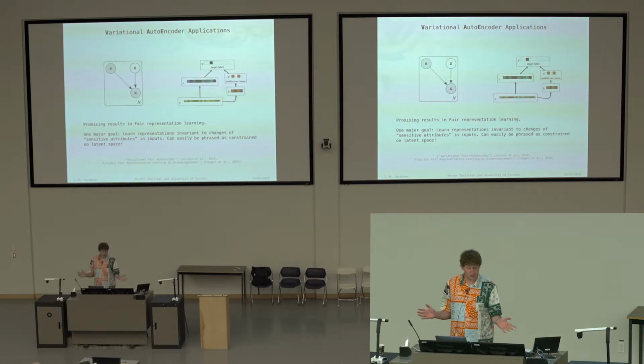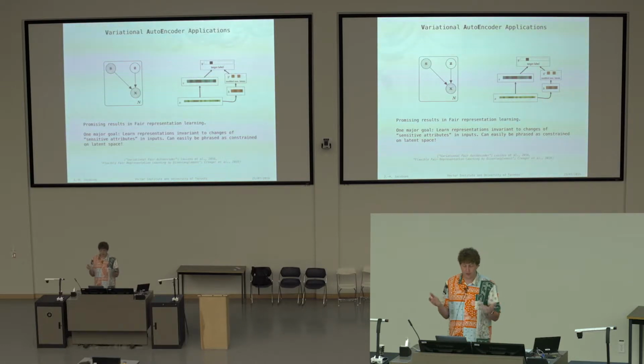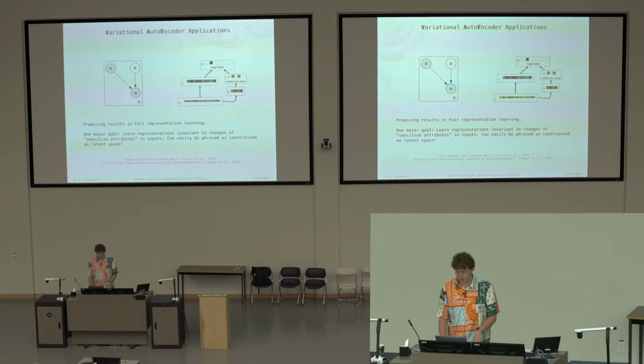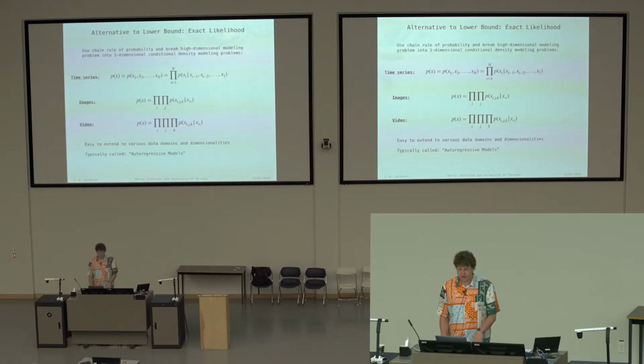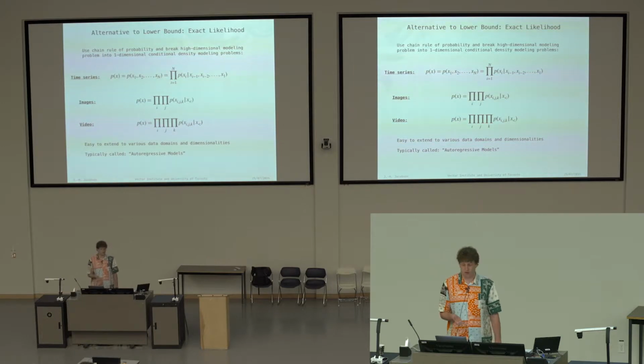Also, there have been promising results on fair representation learning with variational autoencoders. One major goal of fair representation learning is to learn a representation which is invariant to changes of some sensitive attributes in your inputs. And you can easily phrase this as constraints on your latent space, basically on your prior when you train your VAE.